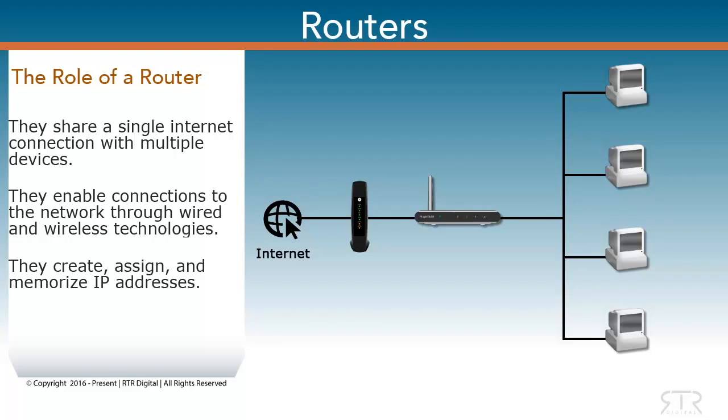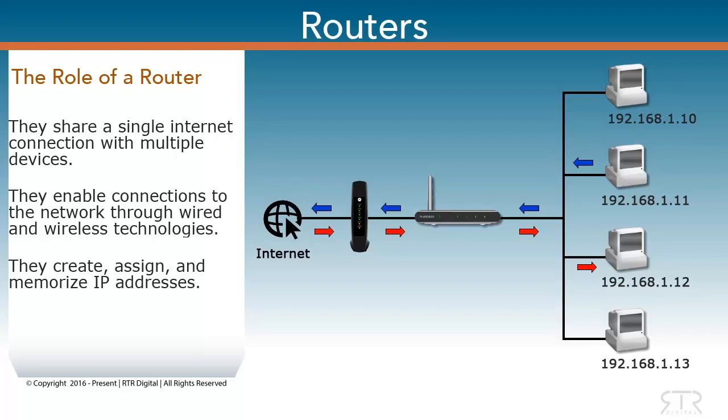To be able to perform this function effectively, the device has to have some processing built in. The chip inside a router reads the incoming and outgoing information and sends it to the proper location. How does the router know the location? It has the address. In the IT world, these addresses are referred to as IP addresses, and the router creates, assigns, and memorizes these locations. It's the brains of the network.